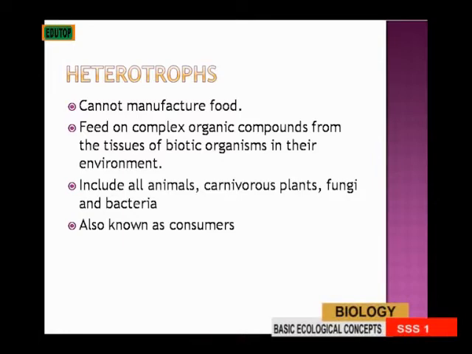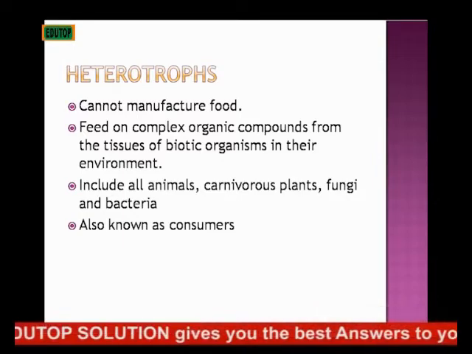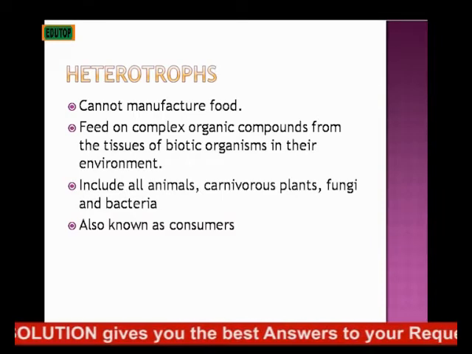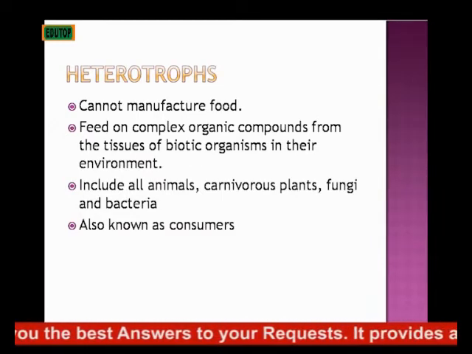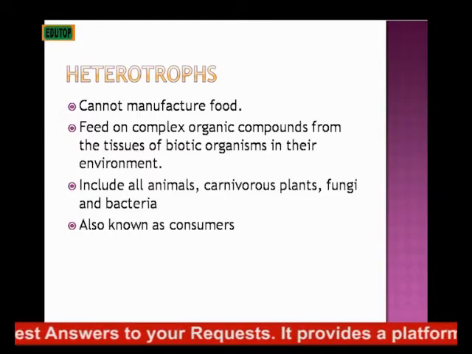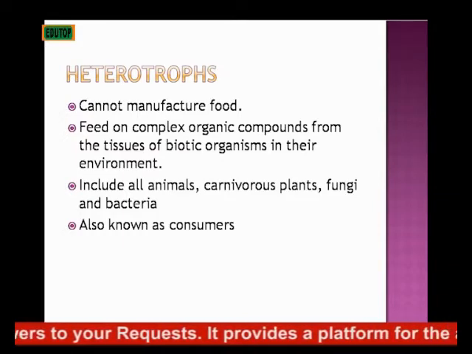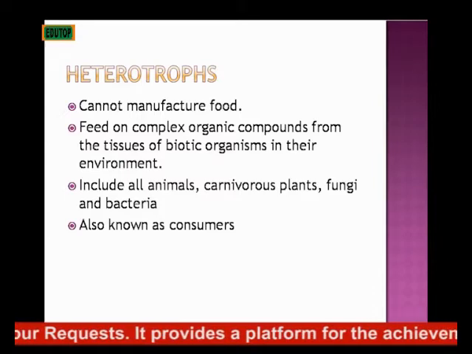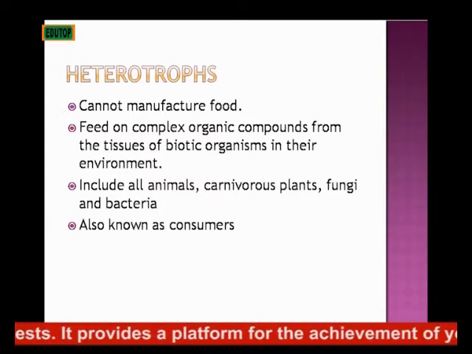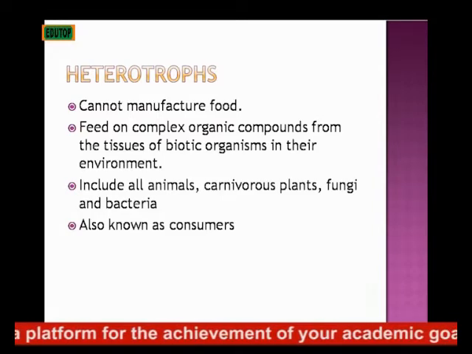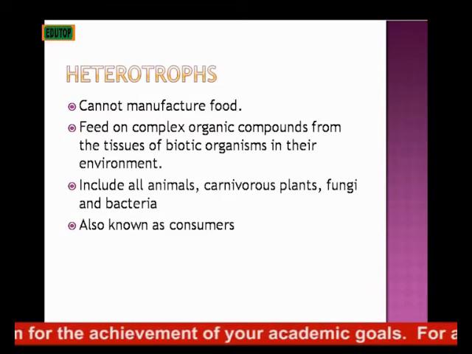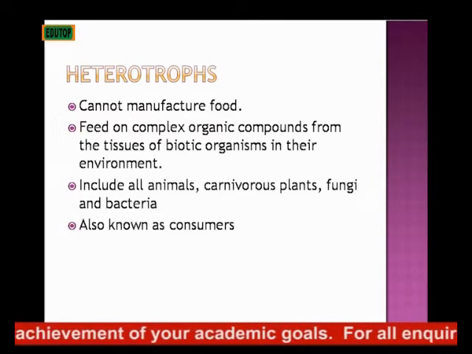Then heterotrophs include all animals. Animals generally are heterotrophs. They don't manufacture their food on their own. They have to depend on plants and other animals around. Then we have carnivorous plants. There are some plants that feed on animals, so they don't produce their own food. Then we have fungi and bacteria. They don't manufacture their food too, so they have to be dependent. And I said they are consumers.